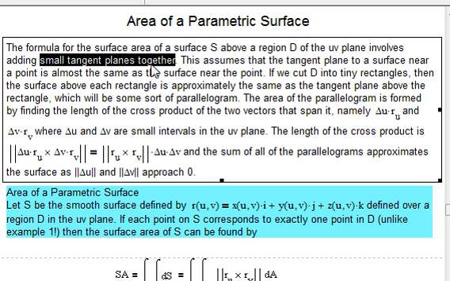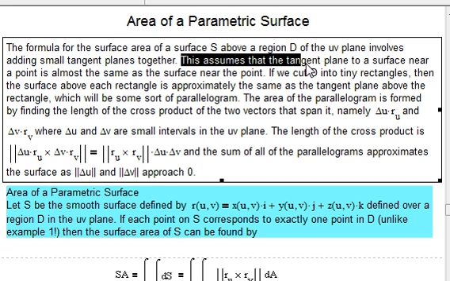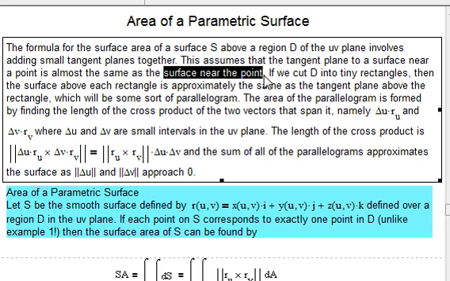the partition being the size of the tangent plane. So maybe we could say the diagonal of the pieces of the tangent plane approaching 0. The tangent planes that we broke it up into. There, that's better. So this assumes the tangent plane to a surface near a point is almost the same as the surface near the point, which is a good assumption.